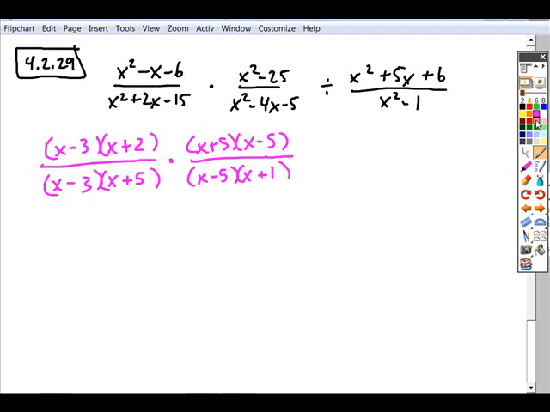Now I'm going to write this next one in a slightly different color just so I can identify it later. Here I'm going to invert and multiply. So I'm changing this from division into multiplication. So I'm going to take the denominator and factor it up in the numerator here.